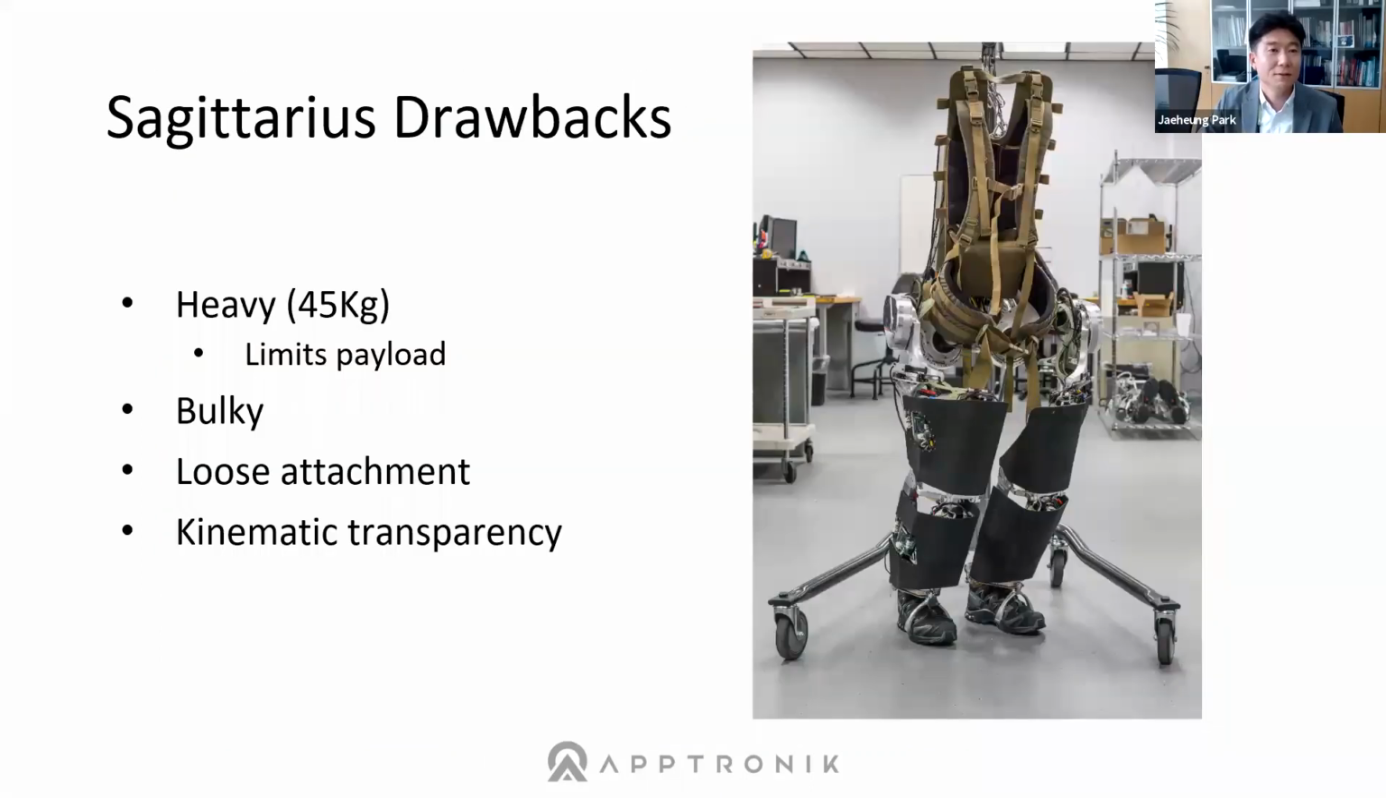So to summarize this effort, the drawbacks of Sagittarius that we wanted to improve: it's kind of heavy at 45 kilograms. This limits the amount of usable payload you can add to the system. While parts of it are pretty low profile, there is some bulk in undesirable places like between the legs. And then there's that relative motion between the human and the exoskeleton, which is undesirable, especially as you start moving more quickly and you have more dynamic types of motions that the human is trying to perform.